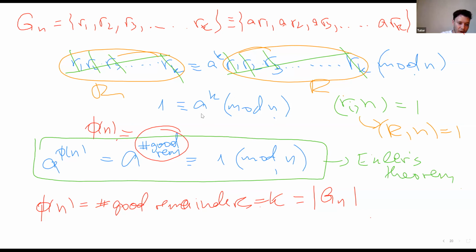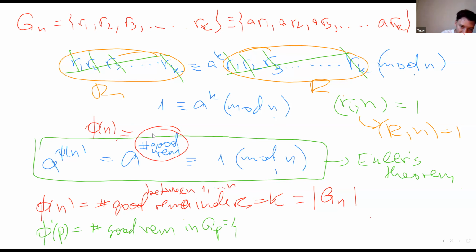Here is actually a question, guys. What is gonna be phi of p? This is basically the number of good remainders in GP, right? Well, but what are the good remainders in GP? Well, this set GP is going to be all the good remainders between. So when I say here good remainders, it's actually good remainders between 1 and n. So I look at the set between 1 and n, and I say, okay, what are the good remainders in this set, right?